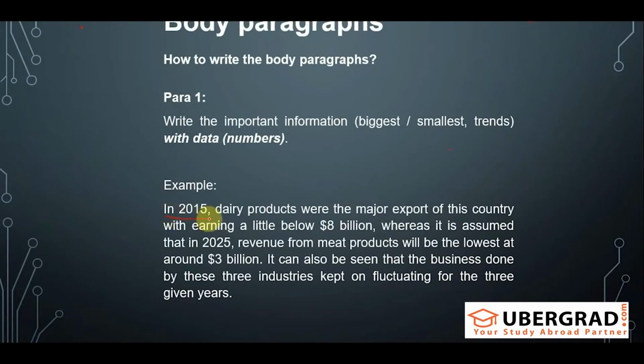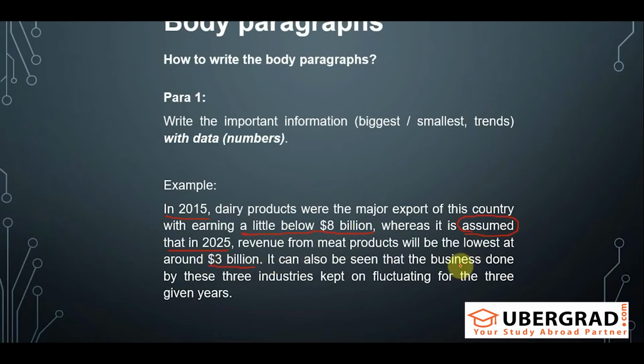So it's written that in 2015 the dairy products were the major export of this country, earning a little below $8 billion. Whereas it is assumed that in 2025 revenue from meat products will be the lowest at, okay, they have written assumed. Assumed means not sure. Predicted, assumed, these are the words. That it will be around $3 billion.